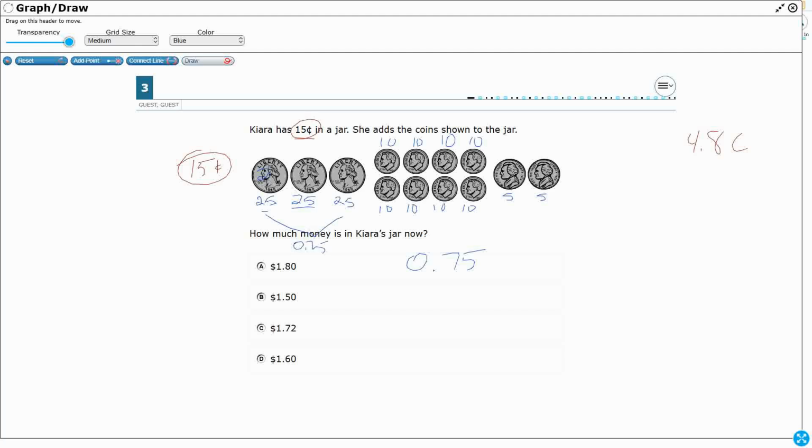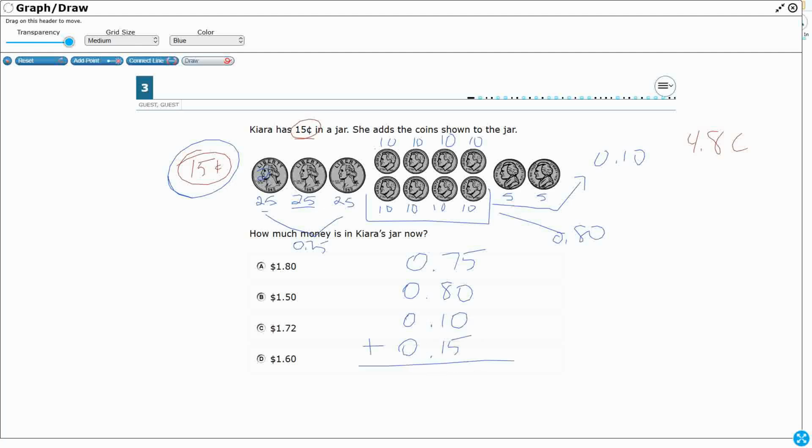I've got 8 tens. 10, 20, 30, 40, 50, 60, 70, 80. So all these right here are going to equal 80. So we can just add it like this, line up our decimals. These two right here, obviously, 5 and 5 make 10. And then we can't forget this 15, which is 0.15. And we just add it up.